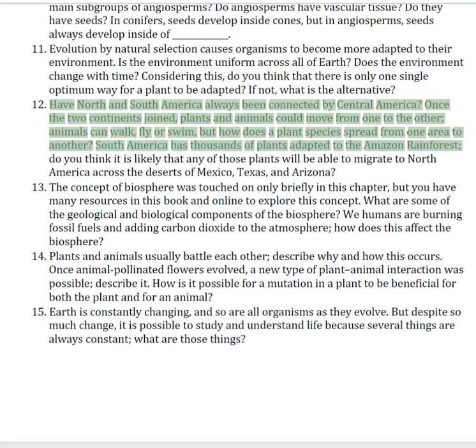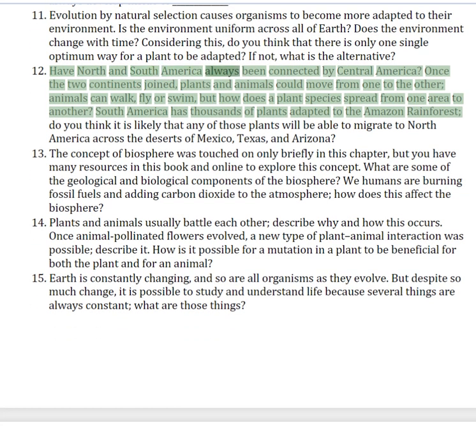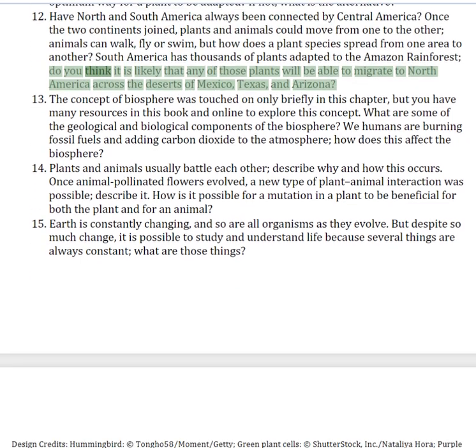12. Have North and South America always been connected by Central America? Once the 2 continents joined, plants and animals could move from one to the other. Animals can walk, fly, or swim, but how does a plant species spread from one area to another? South America has thousands of plants adapted to the Amazon rainforest. Do you think it is likely that any of those plants will be able to migrate to North America across the deserts of Mexico, Texas, and Arizona?